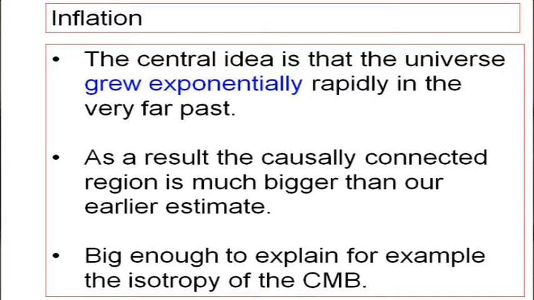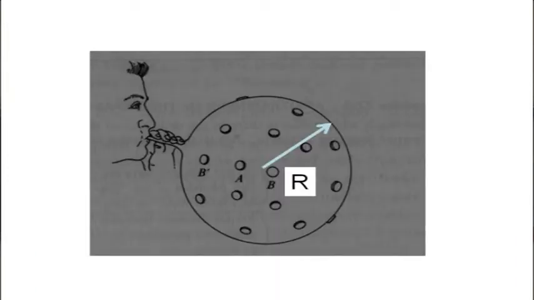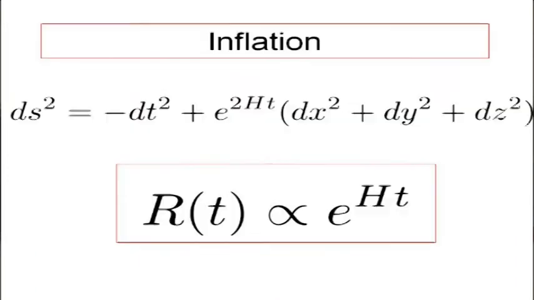So the idea is that the universe grew exponentially rapidly in the far past, very far past, maybe 1 nanosecond or so after the Big Bang. That's what really took over. As a result, the causally connected region is much bigger than our earlier estimate, and big enough to explain the observed isotropy, for example, of the cosmic microwave background. So that's the idea. The balloon has a radius r, and r grows now exponentially with time, not linearly in time, as we found for more familiar kinds of matter energy.